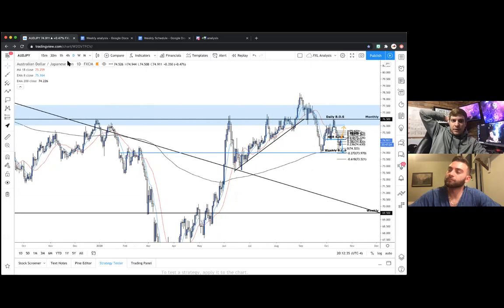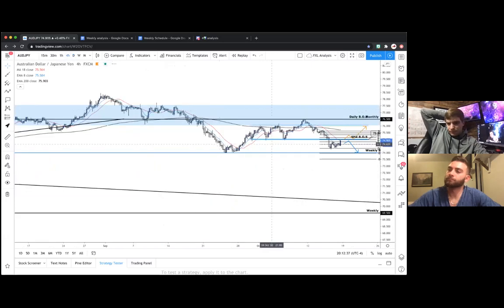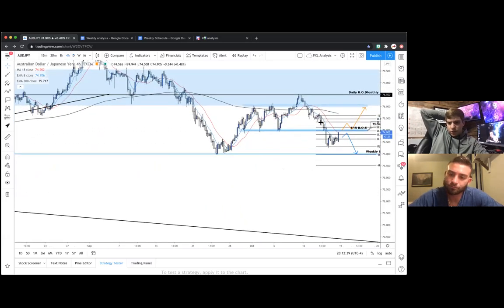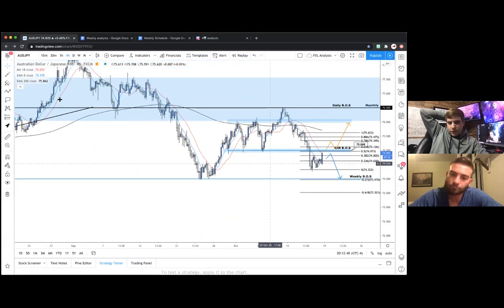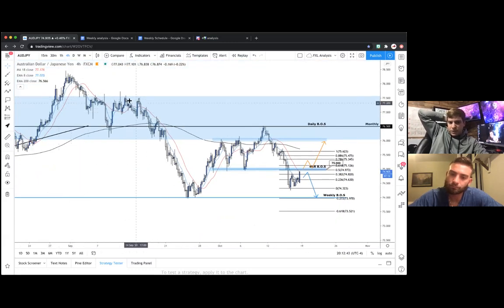Let's go ahead and drop down, get a closer look. All right, cool. So here we go. Here was that failed push, that failed continuation, gave us a lower high, came back down through this higher low. That's that daily break of structure, shot down to the weekly break of structure, tested it, came back up, and then tested the daily again. So it's kind of just been bouncing, guys.